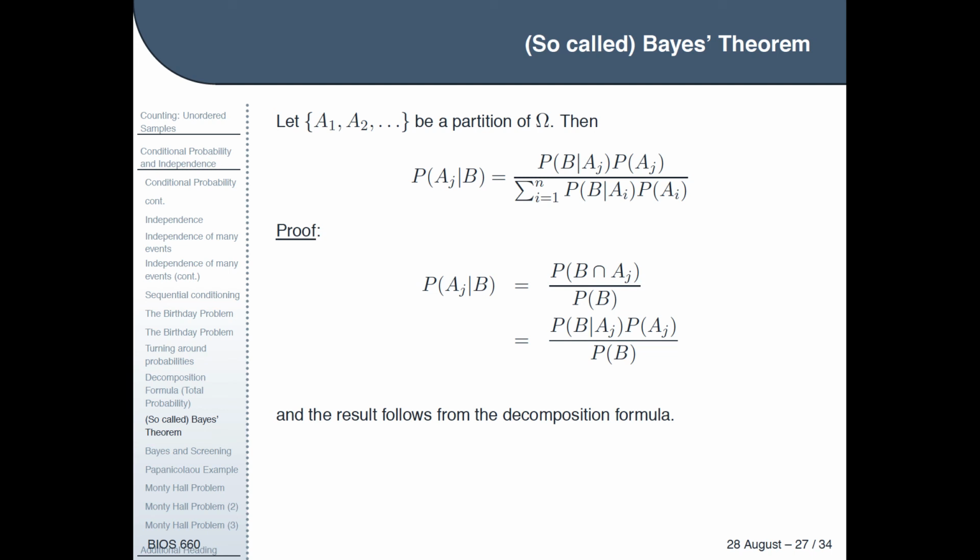And the proof for that is fairly straightforward given the formula on the previous slide. The probability of A_j given B, using the formula for conditional probability, is just going to be the probability of B intersect A_j divided by the probability of B. Then the numerator is just the probability of B given A_j times the probability of A_j, divided by the probability of B, and then the probability of B is equal to that expression based on the result from the previous slide.